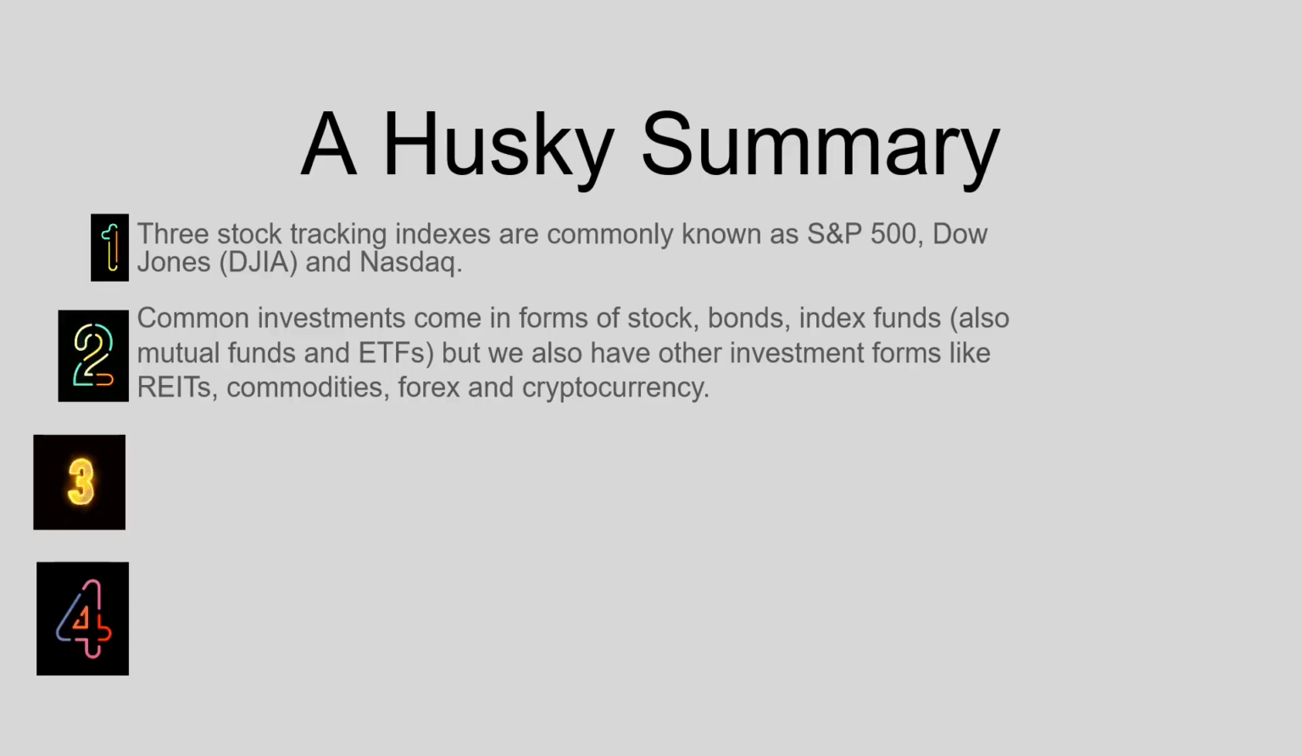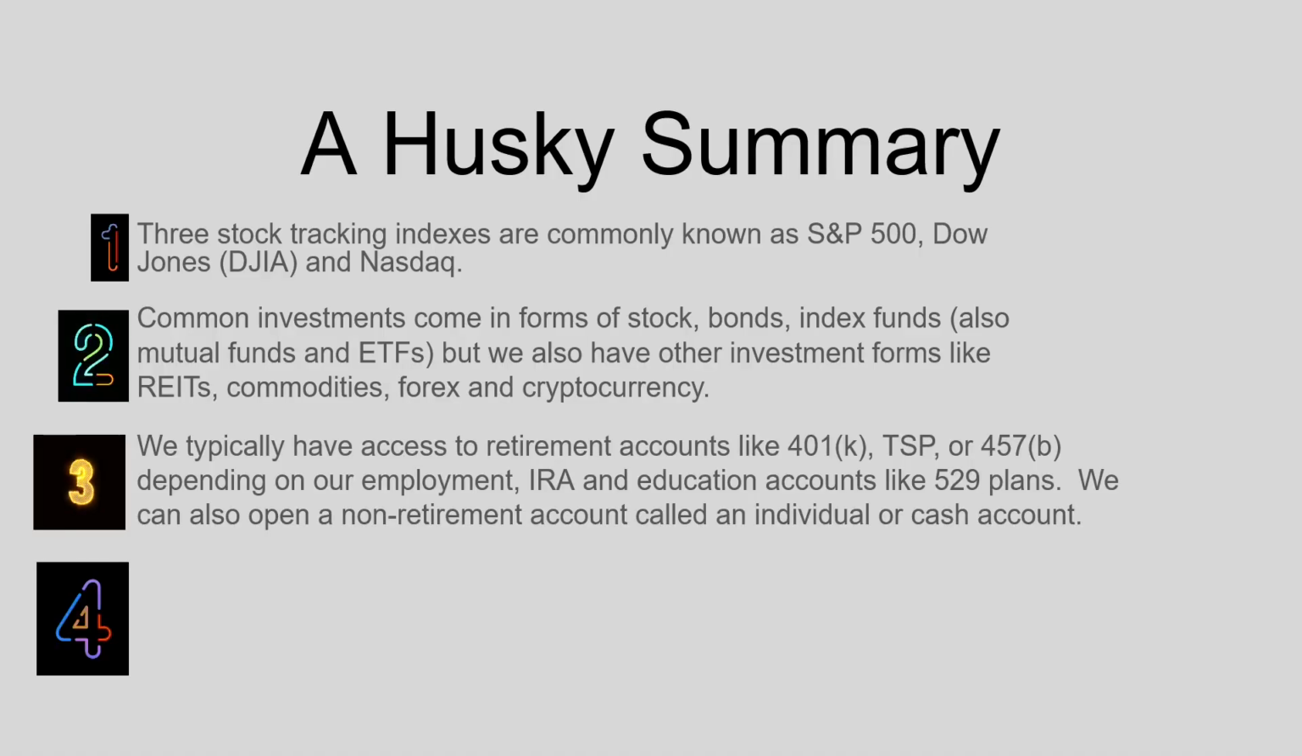But we also have other investment forms like REITs, which means real estate investment trusts specifically, but you can think of it as real estate. Commodities, that could be gold, and oil is another common type of commodity. There's Forex or foreign exchange, which is essentially trading money, different currencies between different countries. And then cryptocurrency, that most people might be familiar with Bitcoin.